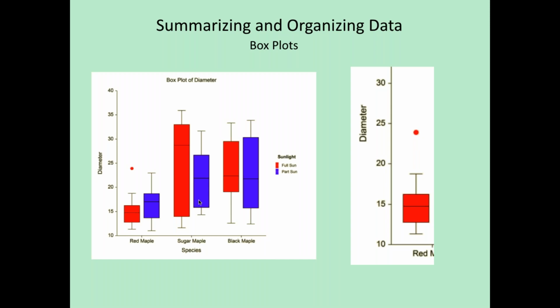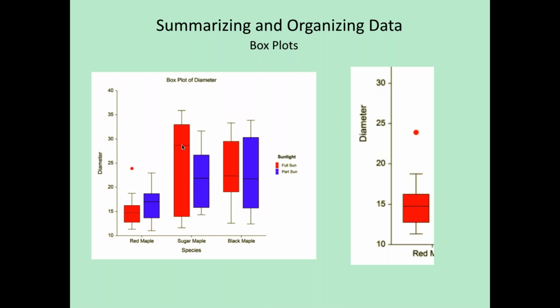The real value in this box plot is when we do side-by-side box plots. For instance, now we can see red maples are smaller trees than sugar maples are. In general, look at the median size for sugar maples and median size for red maples. And I can also tell that when they grow in full sunlight, they don't grow as well as in part sun. I don't know why for red maples. However, that's not true for sugar maples, and it's not true for black maples.